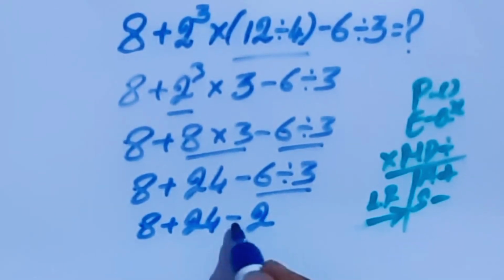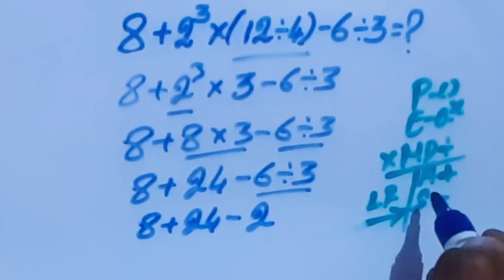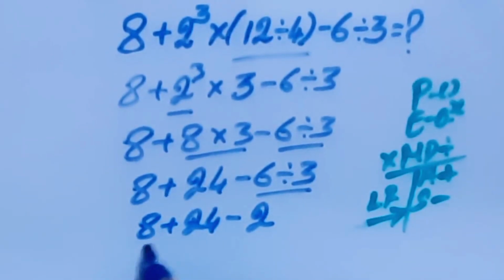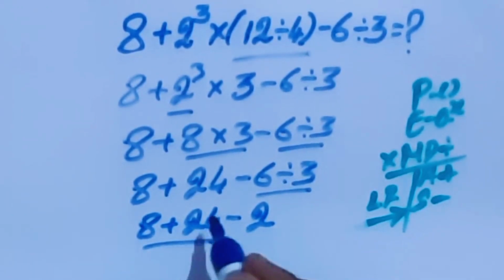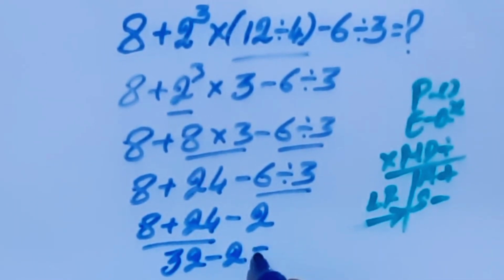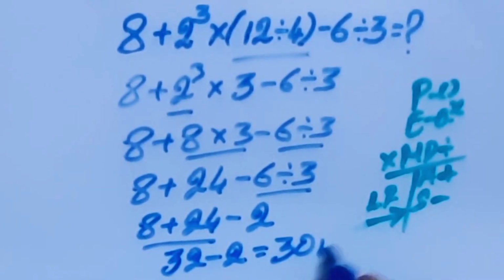Here we have addition and subtraction. Addition and subtraction are equal priority. For equal priority, we have introduced the left to right rule. Here left to right is 8 plus 24. 8 plus 24 is 32, minus 2. Here 32 minus 2 is 30, which is the correct answer.